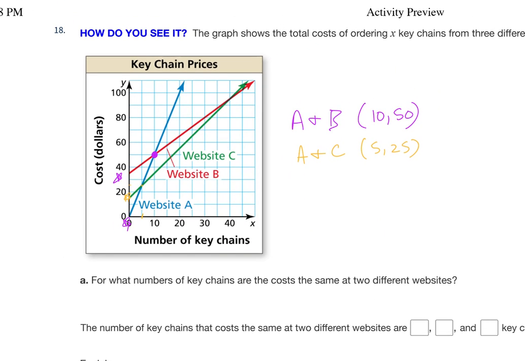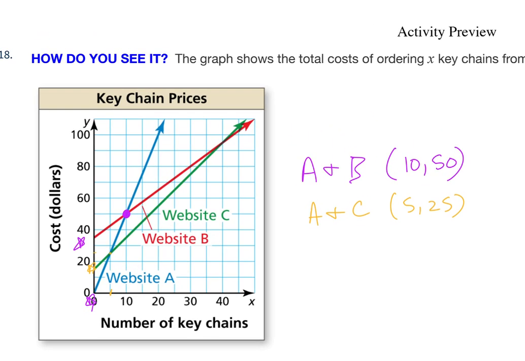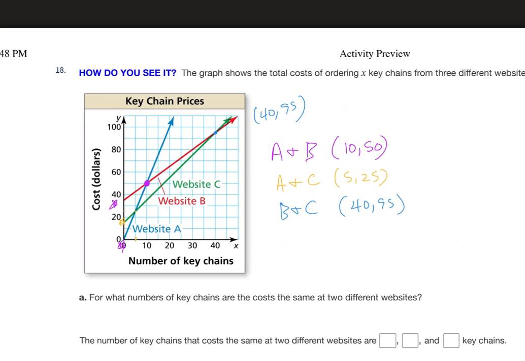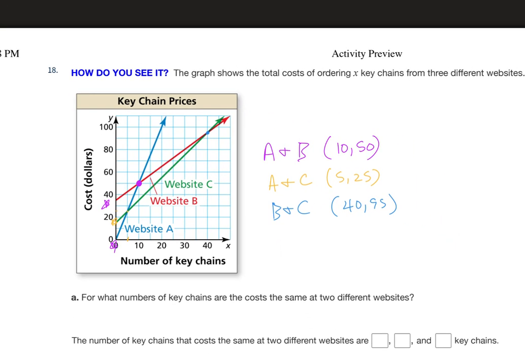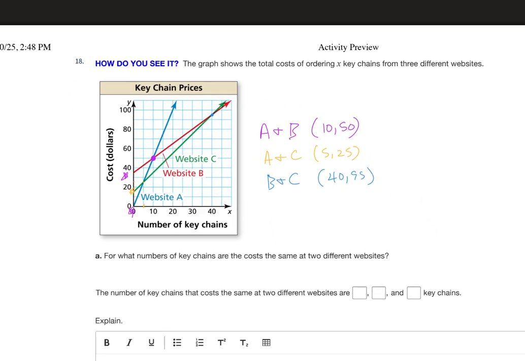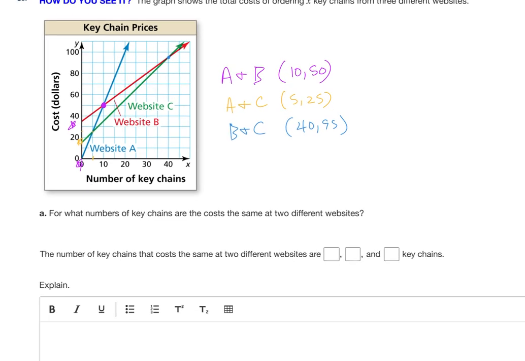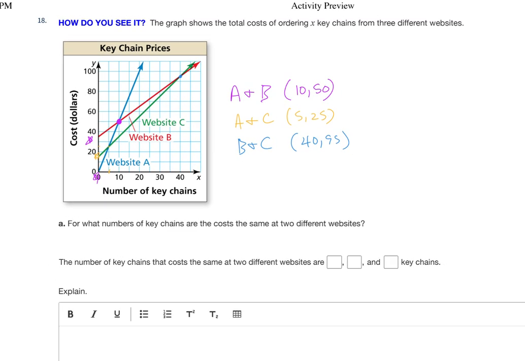So 5, 25, okay? And then actually there's one more because B and C cross right here-ish. And that happens at, let's see, 40 and call that 95. So X is 40, 95, and I should write that down here. B and C is (40, 95). Okay, I'm going to clean that up just to be all neat and tidy. So the number of keychains that cost the same at 2 different websites, or 3 different websites, whatever, is going to be our X values.